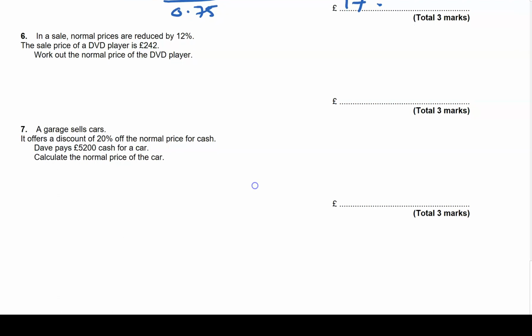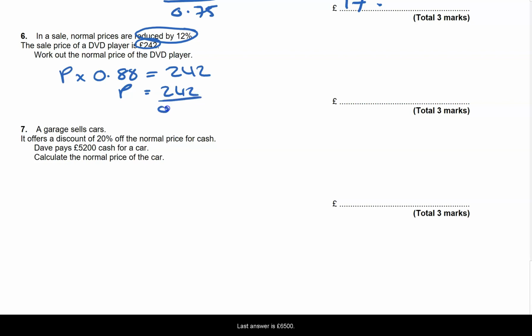Number 6, reduced by 12%, and the sale price is that. What was it beforehand? So again, the price times, it'll be 0.88 this time if it's gone down by 12%. So the price would be 242 over 0.88. £275.